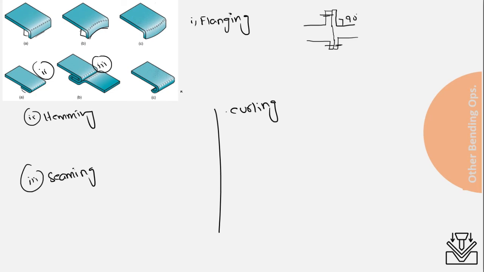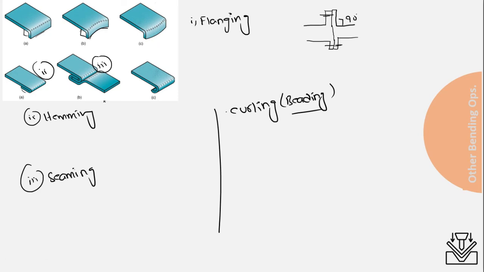And the last one is the curling operation. It is also known as the beading operation. It forms the edge of the part into a roll or a curl. That is simply the curling or the beading operation.